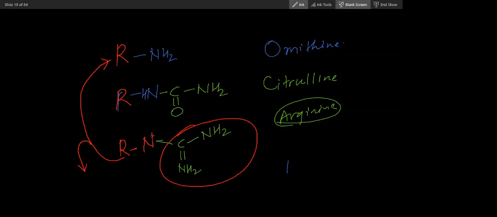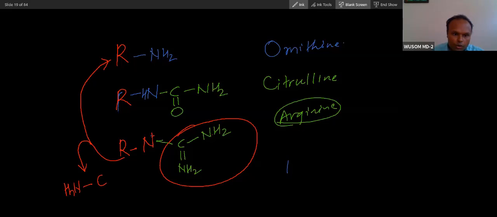Yes, sir. And so this will become what? NH2, CO, and NH2. So this is urea. Now after releasing of urea, this arginine converts into ornithine, and ornithine again converts into this, and this into this. So this is the urea cycle structurally.